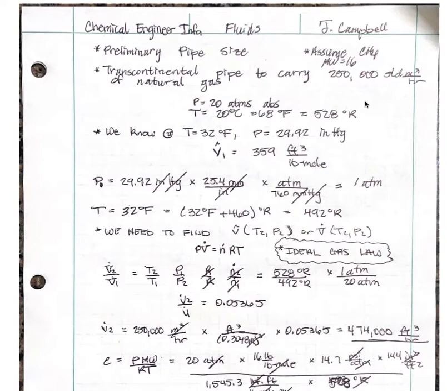All right. So we got preliminary pipe size. We're trying to size a transcontinental pipe that's carrying 250,000 standard meter cube of natural gas, in which we will say that it's mostly CH4, at a pressure of 20 atm absolute and 20 degrees Celsius. So we can just convert that to degrees Fahrenheit.